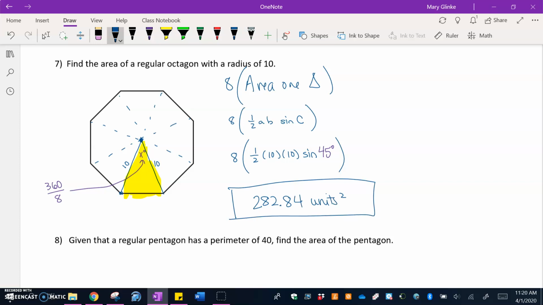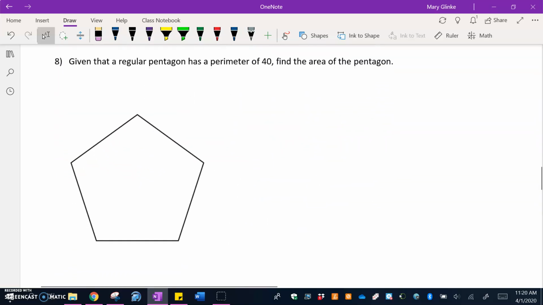So let's try another one of those, again, not relying on a formula, but just on what we know to calculate the area of this regular pentagon. So the perimeter here is 40. If I were to take 40 and divide it by the number of sides, I would get each side length to be 8.